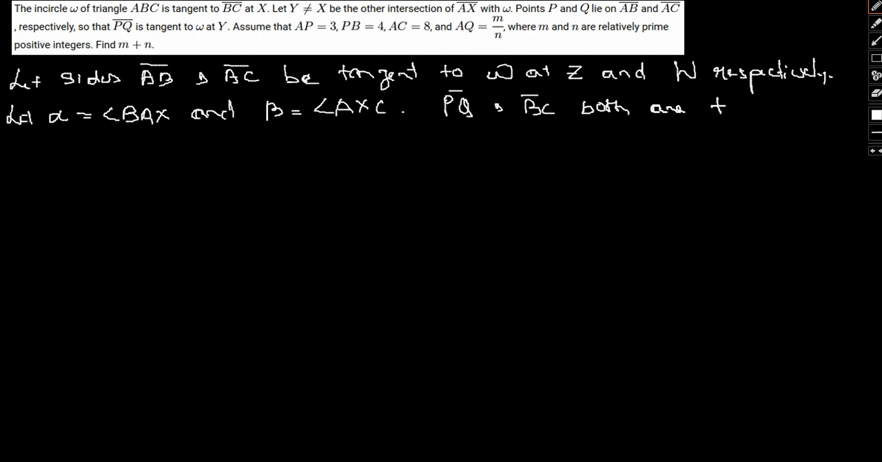Let alpha equal to angle BAX and beta equal to angle AXC. Now as PQ and BC both are tangent to W, therefore angle YXC and angle QYX are subtended to the same arc of W.